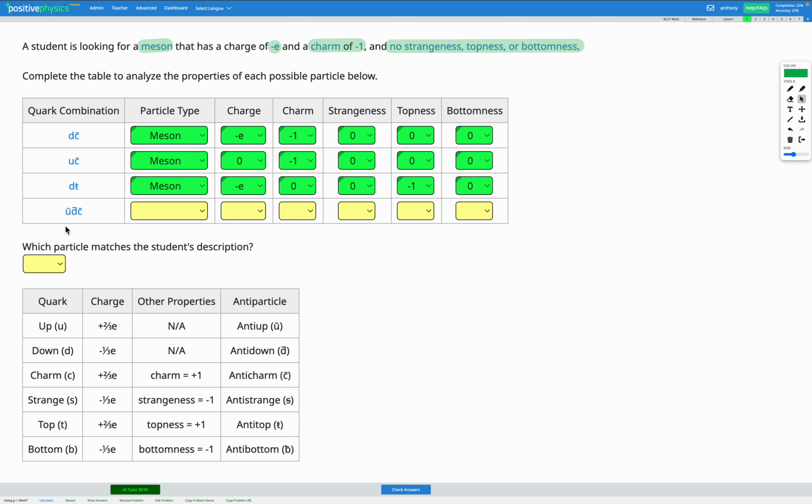Then for our last particle here, we've got an anti-up, an anti-down, and an anti-charm. So 3 anti-quarks. So this particle type is going to be an anti-baryon because it's made up of 3 anti-quarks. For the charge, up has a charge of +2/3 e. So anti-up is going to have a charge of -2/3 e. Down has a charge of -1/3 e. So anti-down is going to have a charge of +1/3 e. Then charm has a charge of +2/3 e, so anti-charm is going to have a charge of -2/3 e. So we've got -2/3 e plus 1/3 e, -2/3 e. So that's going to give us an overall charge of -e.